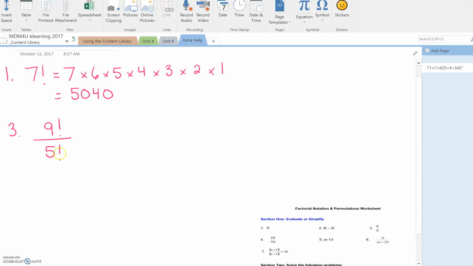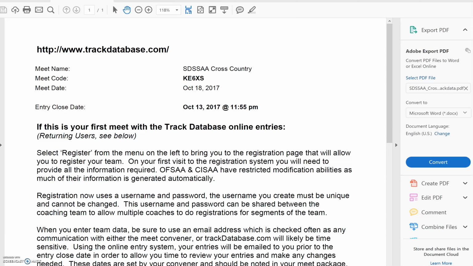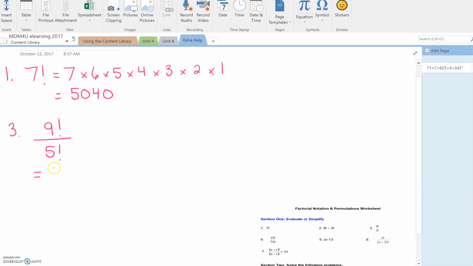Can you expand 9 factorial for me? 9, 7, 6. Okay, but tell me what you do in the middle. You would do 9 times 8 times 7 times 6 times 5. Okay, now stop there, because you can stop at 5 factorial. You can stop wherever you want.